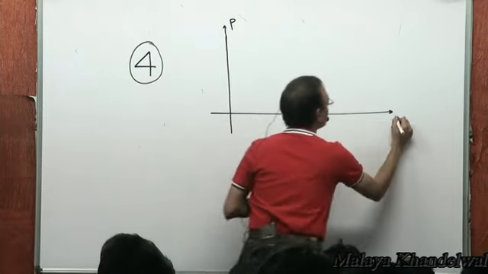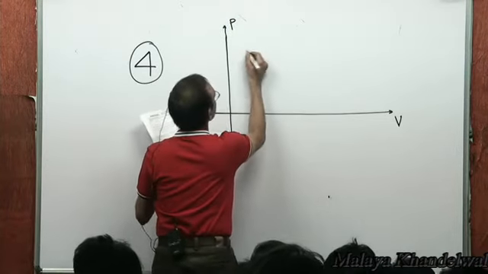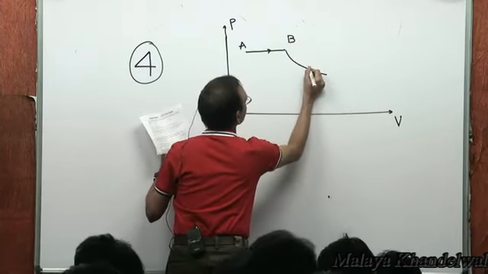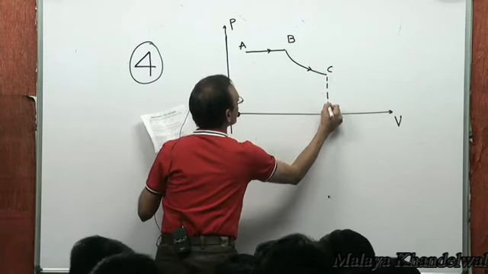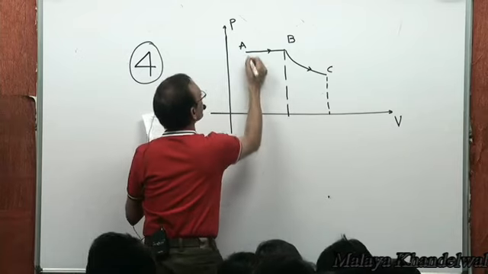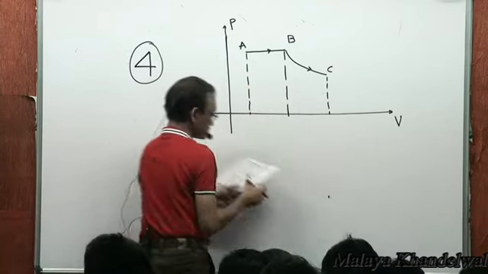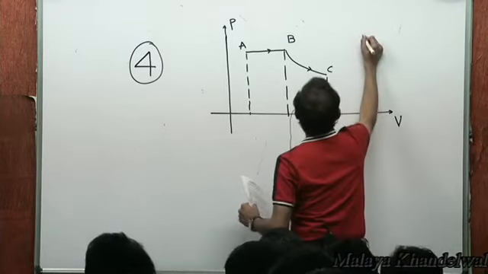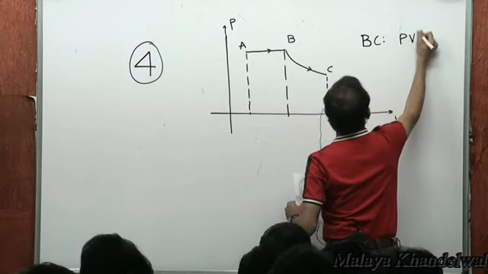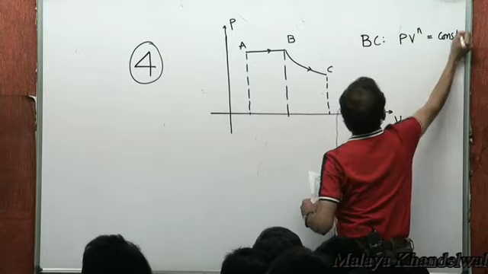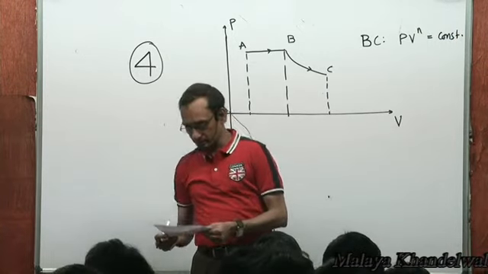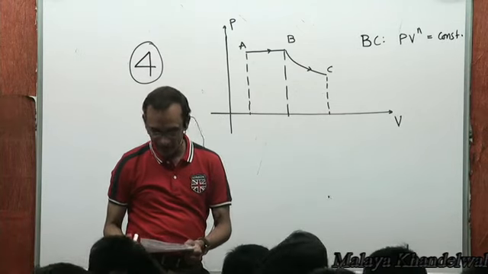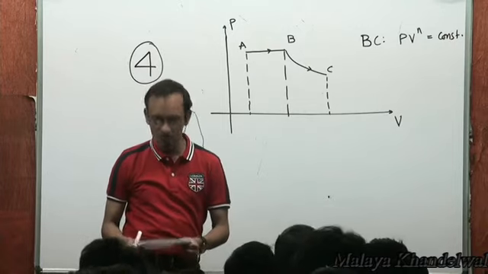So the indicator diagram: 1 mole of a gas is subjected to an AB and a BC process. AB is an isobaric process, and BC is a polytropic process given by PV to the power n equal to constant. We can conclude, if T is the temperature, W is the work done by the gas, V is the volume, U is the internal energy, as is customary.